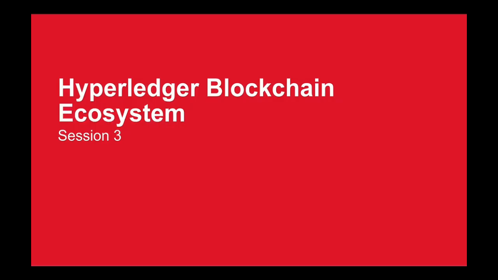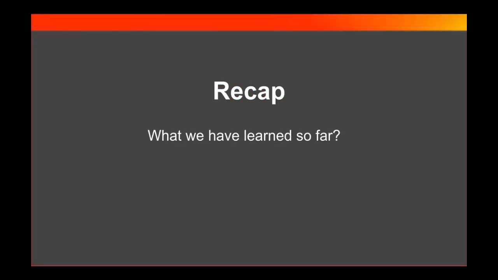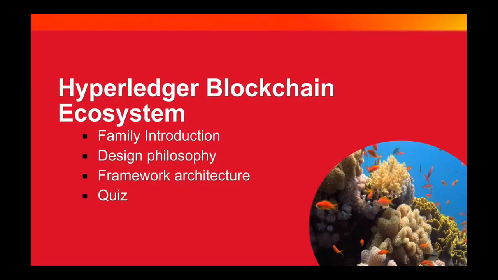Welcome back, everyone. In this section, we are going to look into the Hyperledger blockchain ecosystem. A little bit of recap about what we have learned in the last session: we learned how blockchain works, what the blockchain structure is, what smart contracts are, and what the different types of consensus algorithms are. In this section, we are going to have a brief look at the Hyperledger blockchain ecosystem, where you will see the Hyperledger family, the design philosophy behind Hyperledger, and the framework architecture.